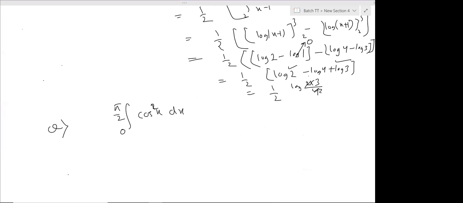All right, solve it. I hope you remember how to solve this one. Use the cos 2 theta formula, which is 2 cos square theta minus 1.